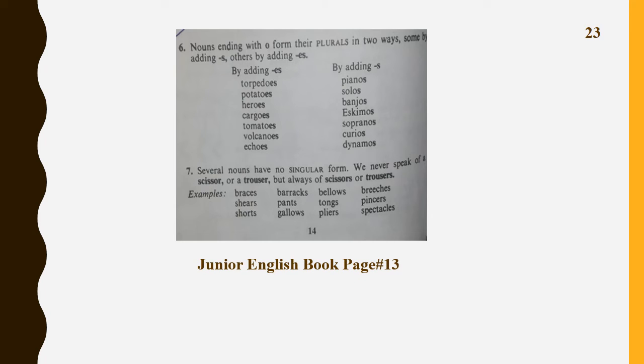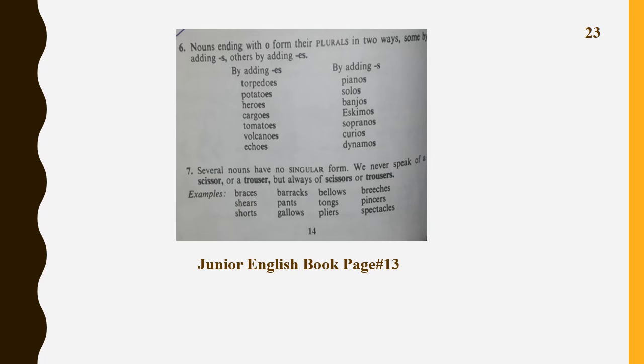Now look at page number 13, rule number 6. Nouns ending with o form their plurals in two ways, some by adding s, others by adding es. By adding es, by adding s: torpedoes, pianos, potatoes, solos, heroes, banjos, cargoes. Now look where they're using es and where they're using s. Both are ending on o. So you should know this by remembering this rule.